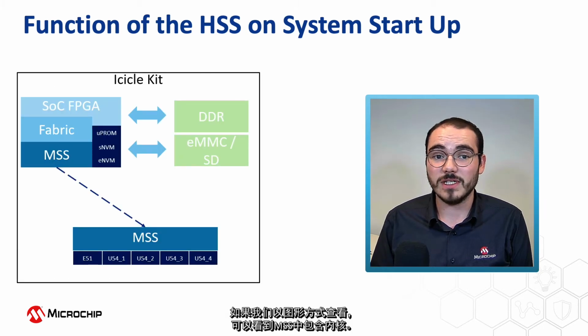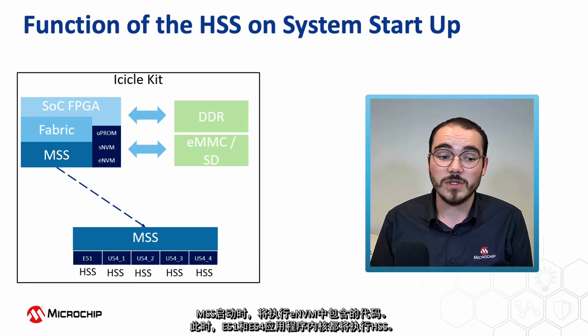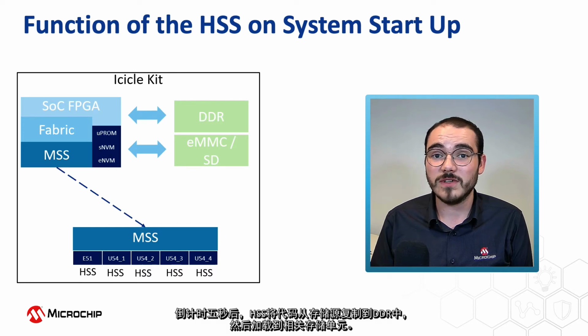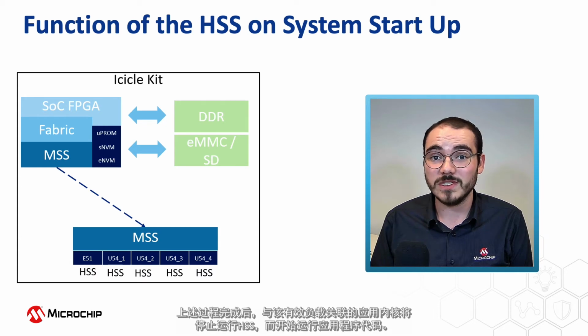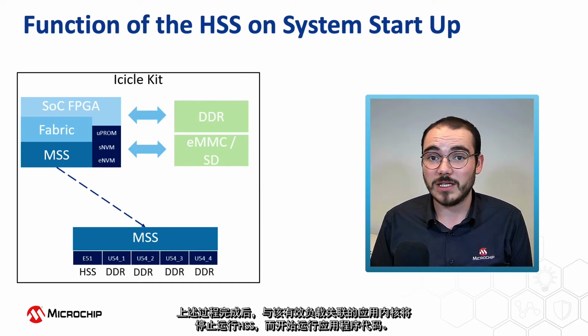If we were to have a look at that graphically, we have our MSS that contains our cores, and when that starts up, it'll execute code that's contained in the eNVM. At this point, our E51 and the U54 application cores will all be executing the HSS. Once the 5-second timeout has been completed, the HSS will copy code from a memory source into the DDR and then load it into the relevant locations. Once this is complete, the application cores associated with that payload will then stop running the HSS and start running the application code.